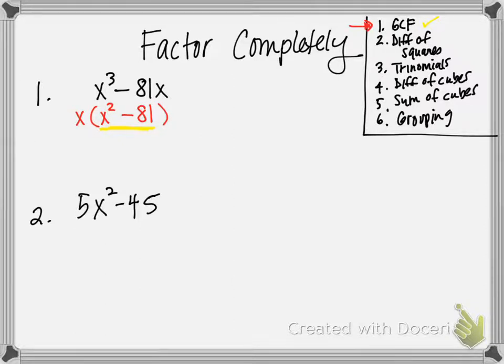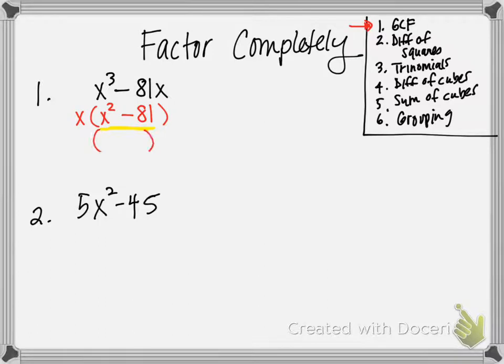So I notice that inside the parentheses, it only has two terms, has a minus sign in between them. So in terms of the options, I would get rid of grouping. I would get rid of sum of cubes because there's no plus sign. Difference of cubes, well, x squared is not a cube, so I would get rid of that. It's not a trinomial because it only has two terms. So difference of squares would be the only option here. So it is a minus sign. The question is, are both of the terms squares? Can you take the square root of x squared and can you take the square root of 81? And the answer is yes.